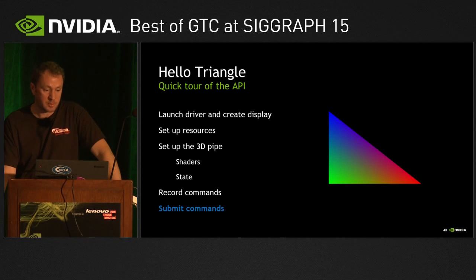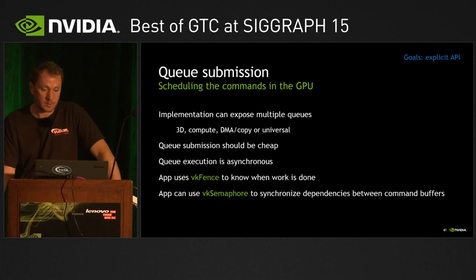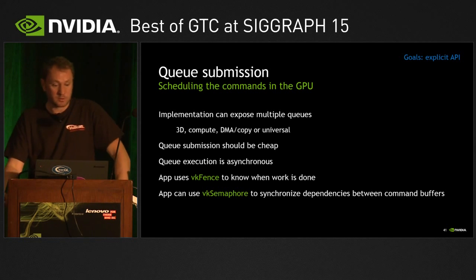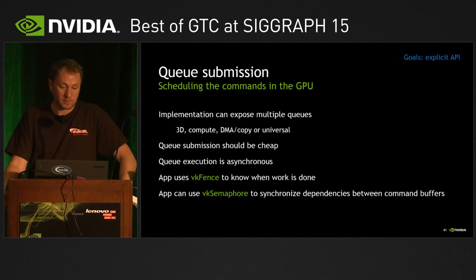So we've built the commands, we've got all our resources. Now we have to submit the commands to the implementation. Vulkan exposes multiple queues: 3D queues, compute queues, and DMA or copy queues. And it even supports a universal queue, where a queue can do all three of those things. Queue submission should be cheap.